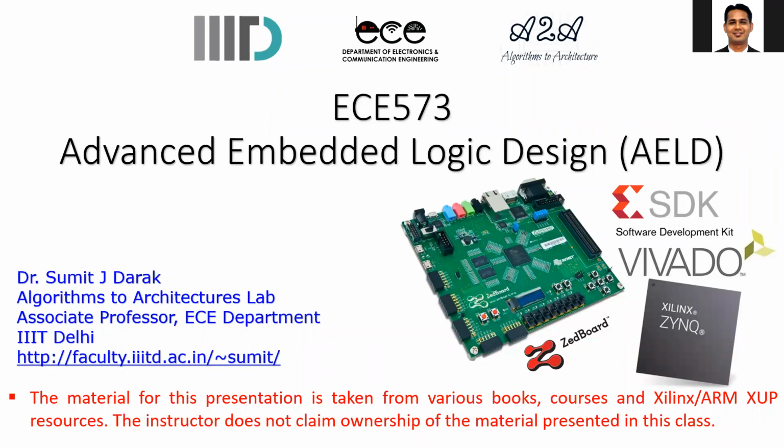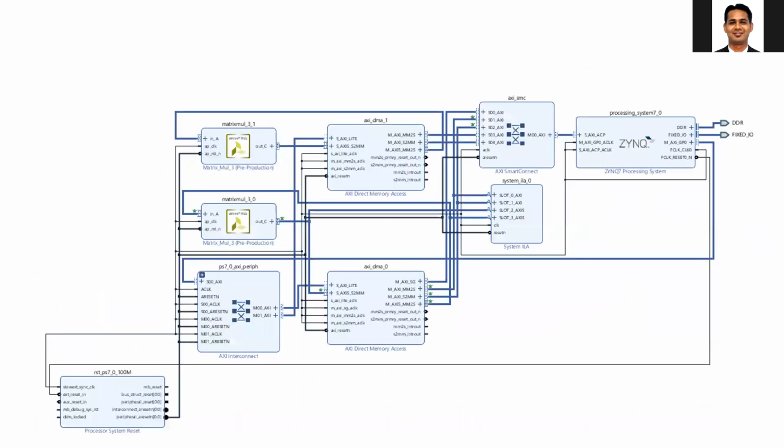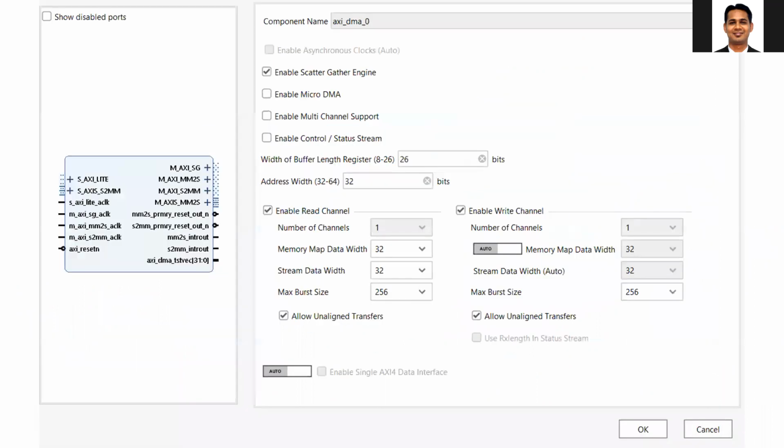EC573 Advanced Embedded Logic Design Lab. In this lab, we are focusing on the AXI DMA scatter gather mode. We discuss the DMA registers as well as the format of the buffer descriptor. We also discuss the block diagram where we are going to compare the DMA in the simple mode and the DMA in the scatter gather mode.